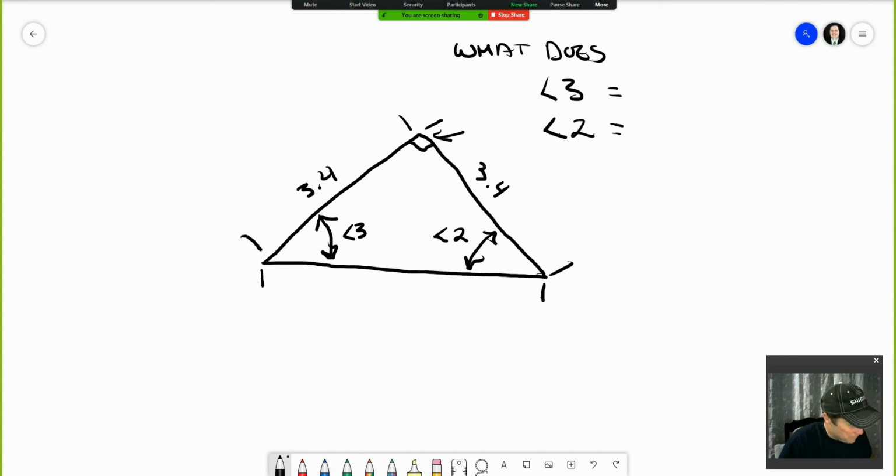Can I just ask a question? Yeah, 100%. Okay, so it is a right triangle. However, just like Miles pointed out, we've got two equal sides. Yep. Therefore, two equal angles. Correct. So angle 3 equals angle 2 because of those two equal sides, so they each equal 3.4. You got that, correct? You got it.